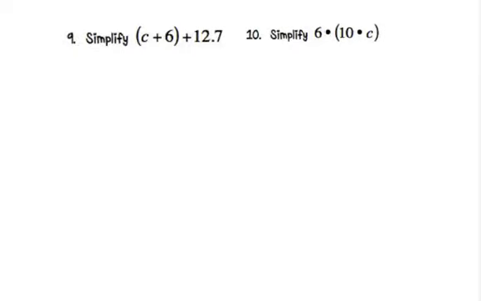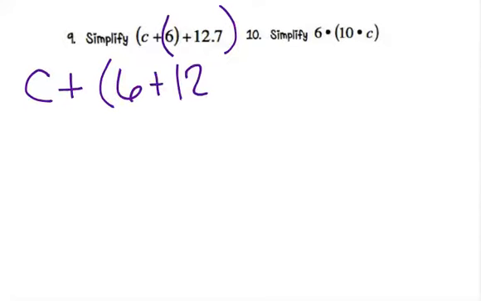Okay, number 9 and 10. If you want to pause this and try them on your own, you can, and then just check back, but you do need to simplify it and tell which property you're using. Okay, on this, we can't add C plus 6 because we don't know what C is. So we're going to group it this way first. So I'm going to write C plus, and then I'm going to put my 6 plus 12.7 in parentheses. And by moving the parentheses, that is called the associative property.